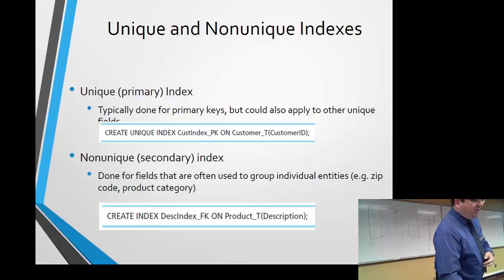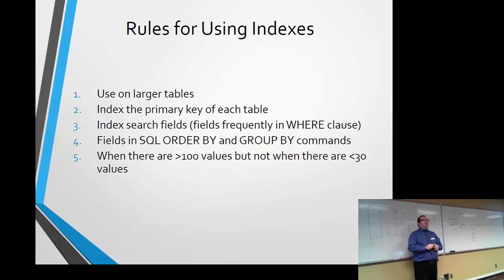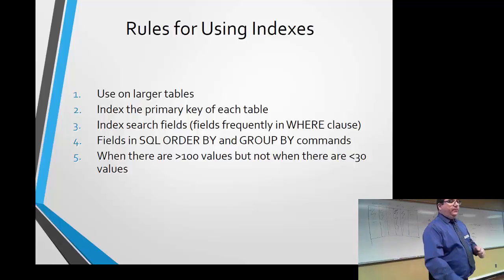All right, 2 more slides, and these ones are actually just rules. Rules for using indexes. Use them on bigger tables. Why? Makes things go faster. You always index the primary key, but since primary keys are indexed automatically, that goes without saying. Fields you search often on: email address, phone numbers, product codes. If you order by and group by often, those are the fields you want to index. When there are more than 100 values, you probably want to create an index, but not if there's less than 30, because that's pointless.